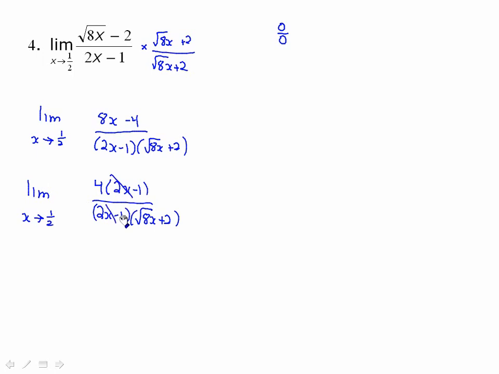2x minus 1 we divide by, and so we have 4 over the root of 8x plus 2 plus 2. And then this is the limit as x approaches 1/2. When we take the limit, we will get 4 over, and then in the denominator, 8 times 1/2 is 4. Root of 4 is 2, plus 2 is 4. So it's actually equal to 1.